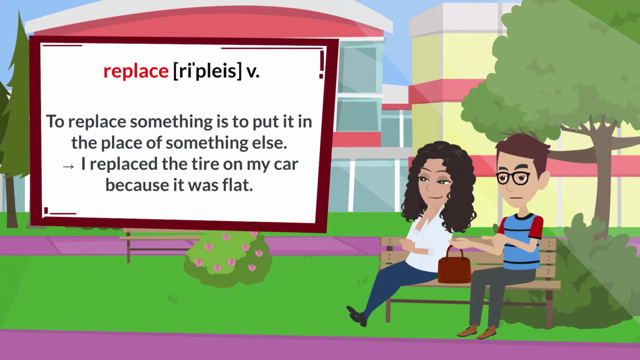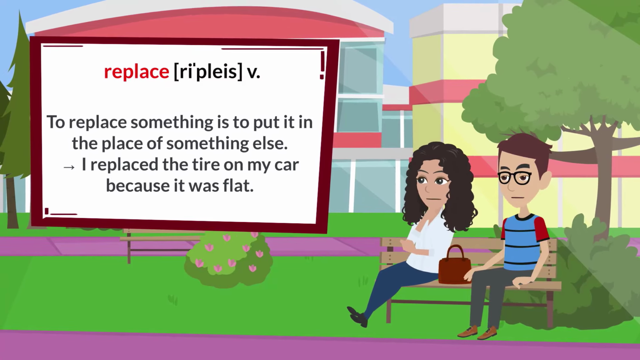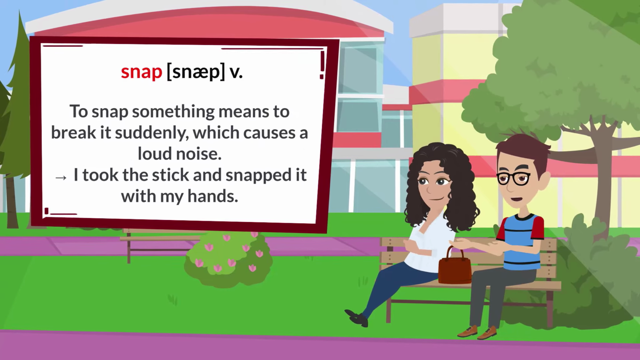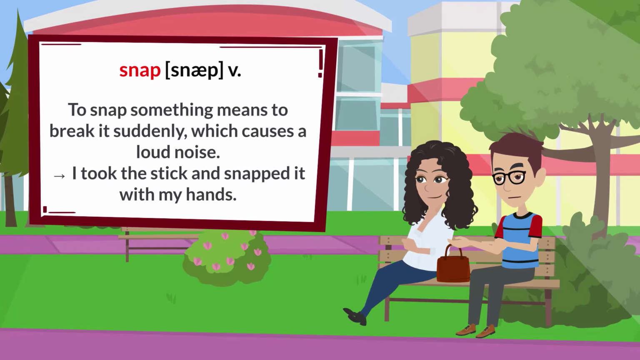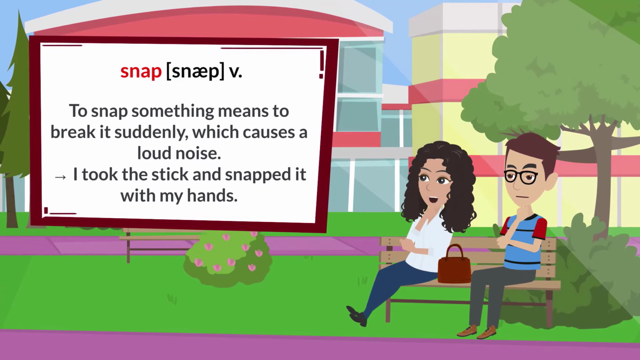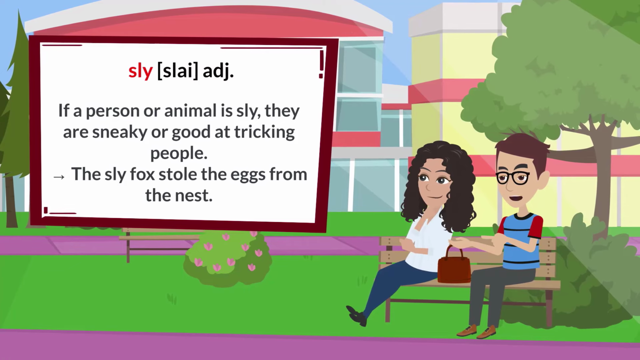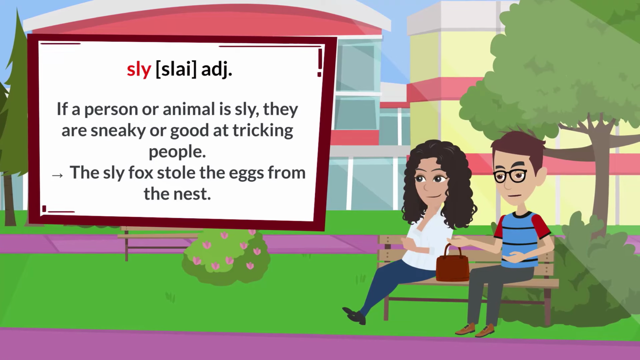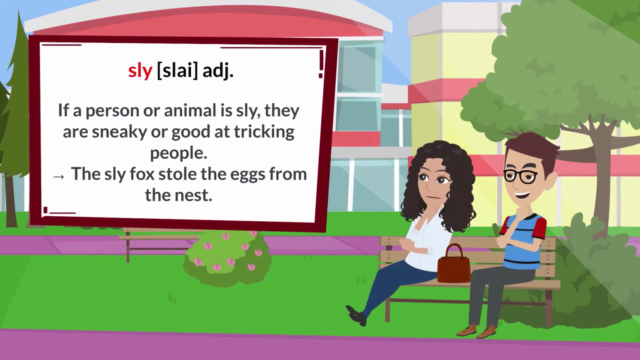Replace. To replace something is to put it in the place of something else. I replaced the tire on my car because it was flat. Snap. To snap something means to break it suddenly, which causes a loud noise. I took the stick and snapped it with my hands. Sly. If a person or animal is sly, they are sneaky or good at tricking people. The sly fox stole the eggs from the nest.